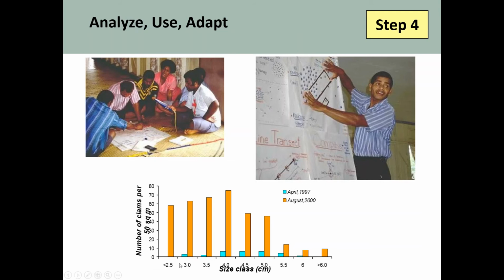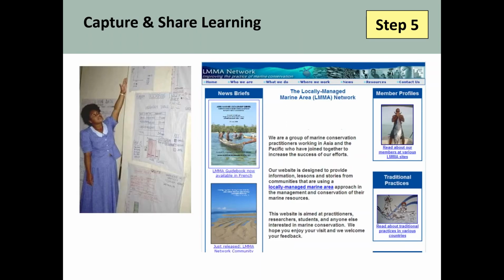So in this case, the blue bars show you the number of clams they had before. The orange show you the number of clams after. In this case, their hypothesis worked. But you may find other cases where your hypothesis didn't work as planned, and then you have to adapt what's going on and learn from it. And so thus the 5th step in the cycle is to take your lessons, share them both amongst your project team, but also with the rest of the world that wants to learn from what you've done.